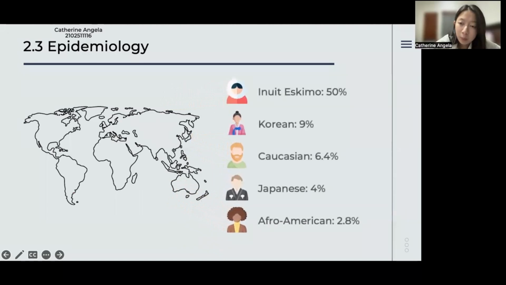In the Inuit Eskimo population, the prevalence has been recorded as high as 50%. Even so, the number falls drastically to 9% in Koreans and 6.4% in Caucasians. Furthermore, the percentage for Japanese and Afro-Americans are 4 and 2.8% respectively. The number may even reach as high as 47% in athletes.